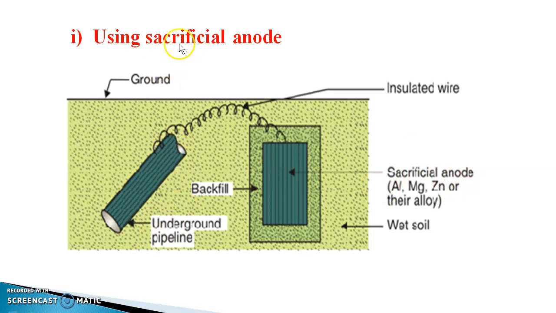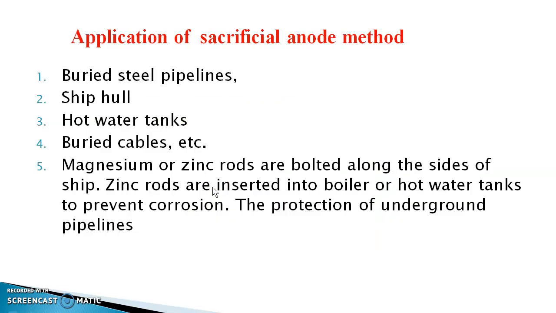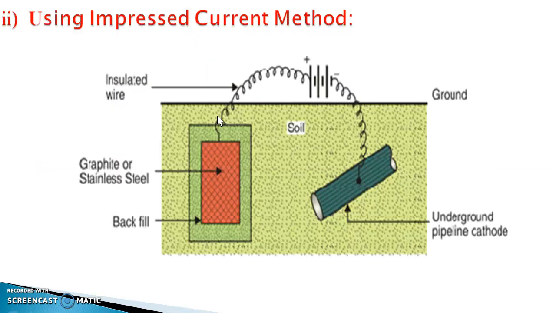Hence it is called the sacrificial anode method. And for the purpose of increasing electrical conductivity, we put the anode into the backfill, which is coal and NaCl. Due to this, it can increase the electrical conductivity. The application of the sacrificial anode method is that it is useful to protect buried steel pipelines, ship hulls, hot water tanks, buried cables and wire. These can be protected with the help of the sacrificial anode method.